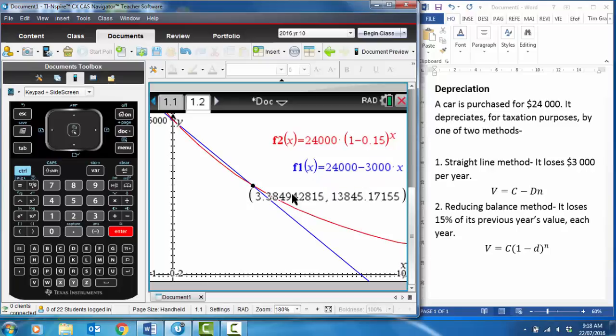And what this is telling us is that after 3.4 years, each method will give us the same book value of $13,845.